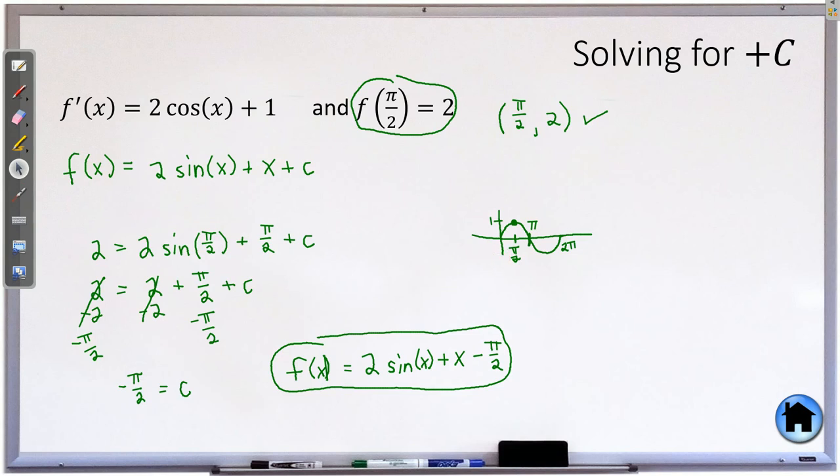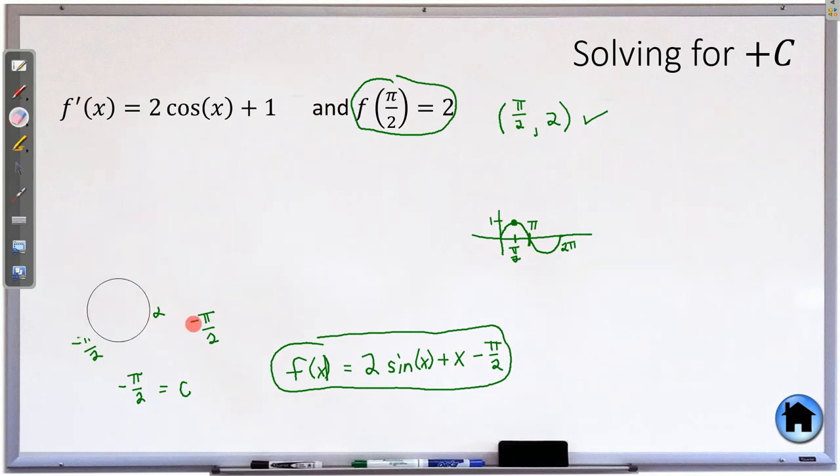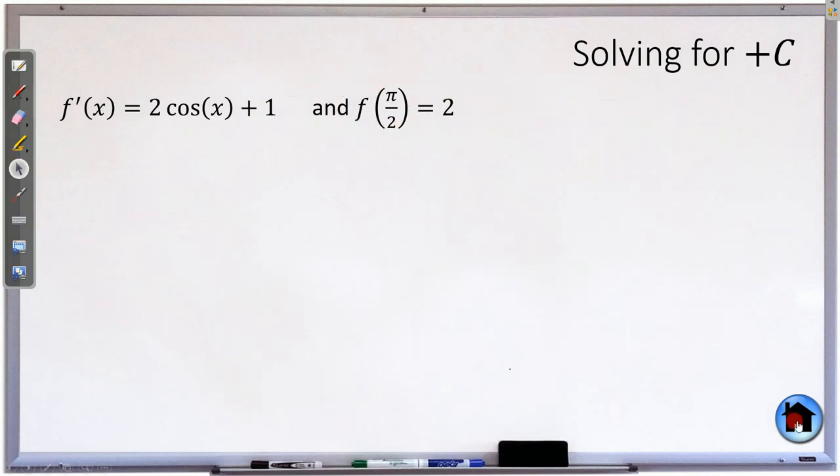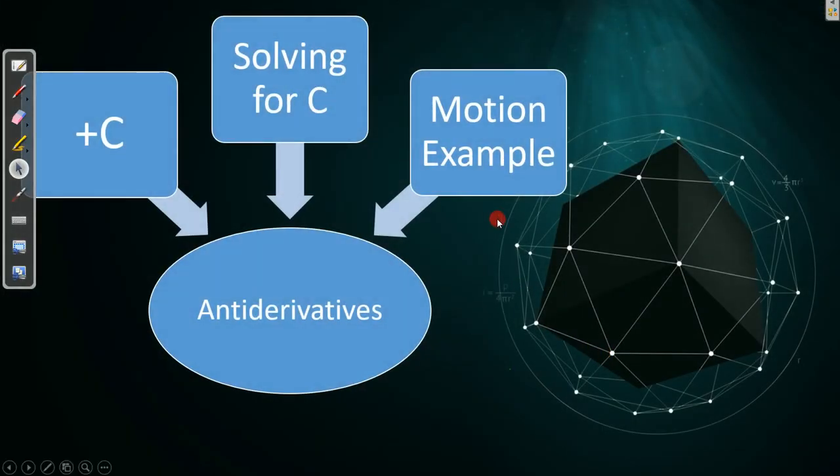So we've solved for c. All you really do is plug in the point. That's really all there is to it, and you can get rid of c. Alright, that has some pretty important implications for motion problems. So let's take a look at how this can help us with motion problems.